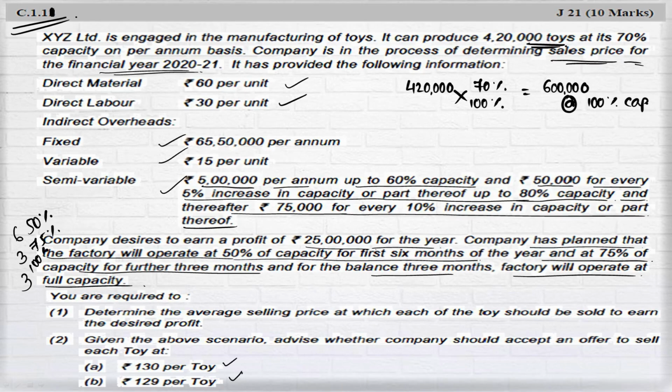In first 6 months, you are working at 50% capacity, which is 3 lakh toys. 50% capacity is 6 lakhs into 50%. No, it will not be 3 lakhs. We'll have to find out per annum, per month, right? 6 lakhs per annum divided by 12 is 50,000 toys per month at 100% capacity.